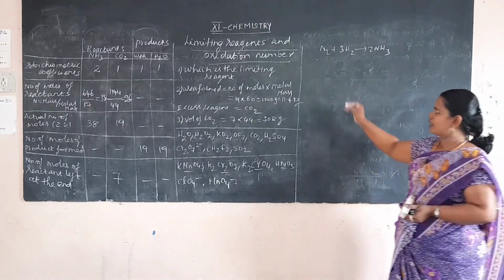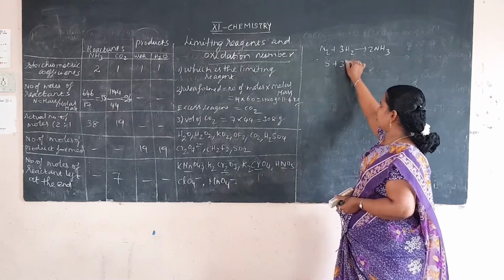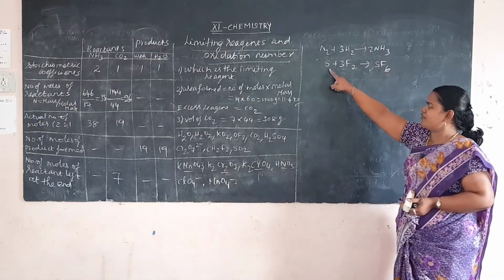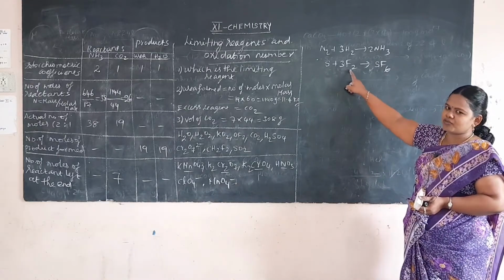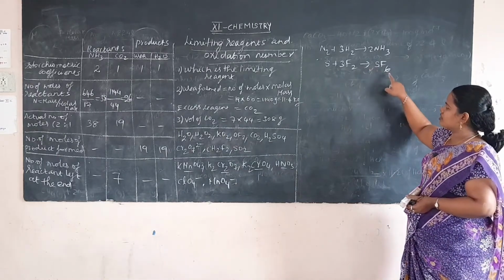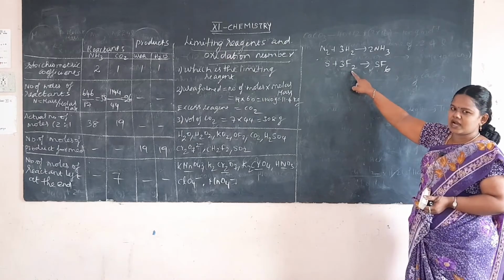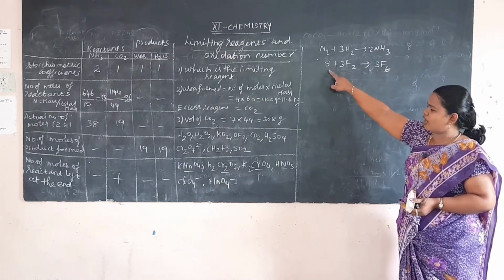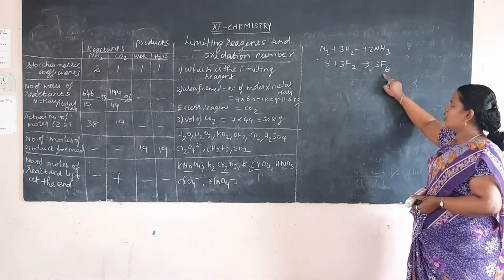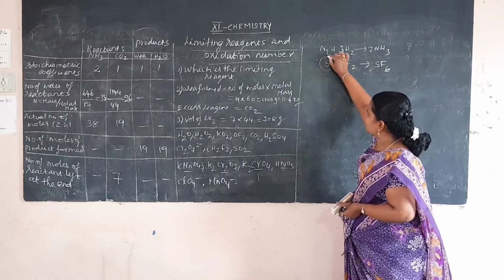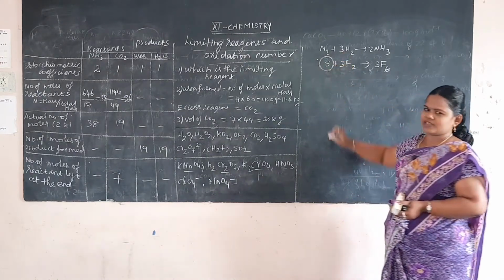Or S plus 3F2 gives SF6. Sulfur reacts with 3 moles of fluorine to produce sulfur hexafluoride. So here 3 moles of fluorine react with 1 mole of sulfur to produce 1 mole of SF6. So here the whole amount of sulfur is consumed during the reaction.